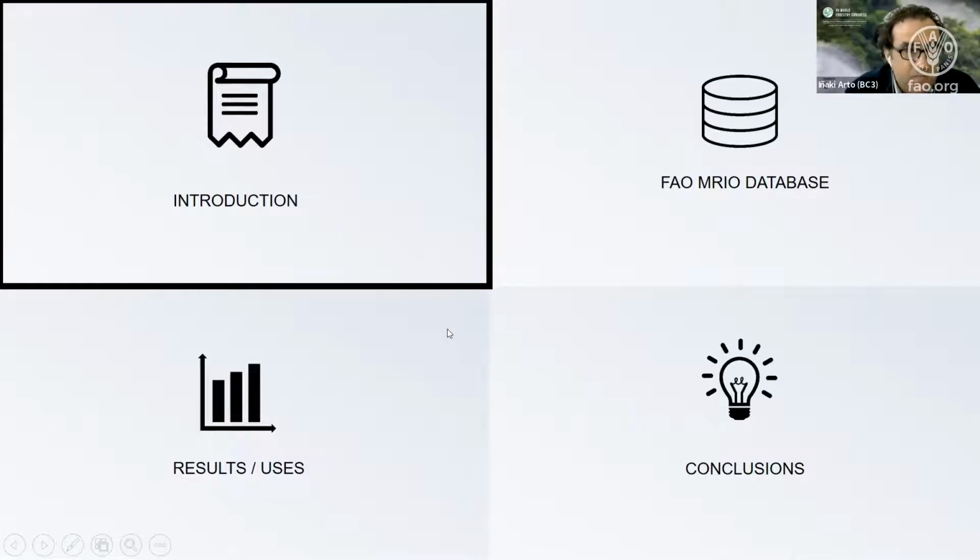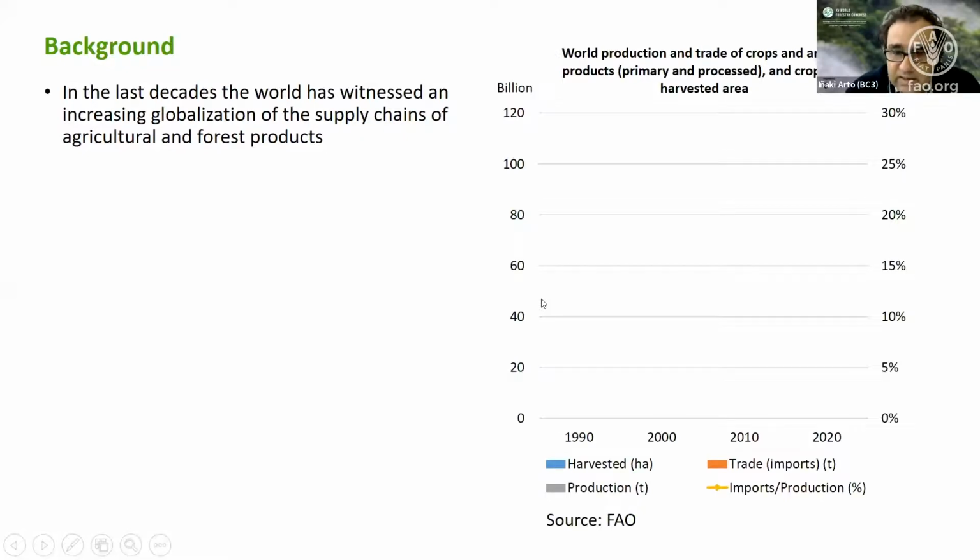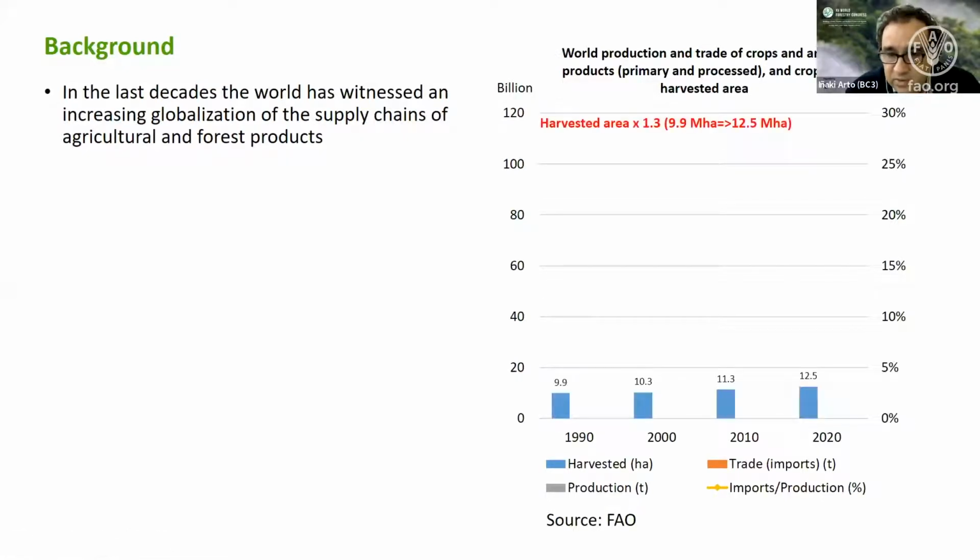The background of this work is basically that in the last decades, the world has witnessed an increase in globalization of the supply chains of agricultural and forest products. This is something that we can see if we go to FAO statistics. For instance, we can see that in the last 30 years, harvested area has increased by a factor of 1.3, from 9.9 million hectares to 12 million hectares. This is all the cropland harvested in the world, the increase in the last 30 years, but trade has increased by a factor of 3.6.